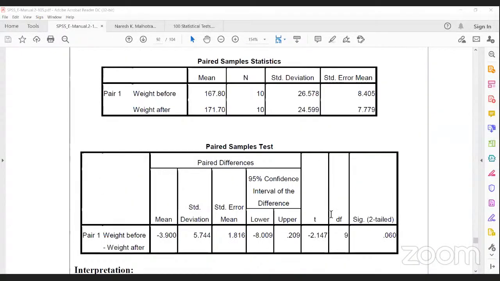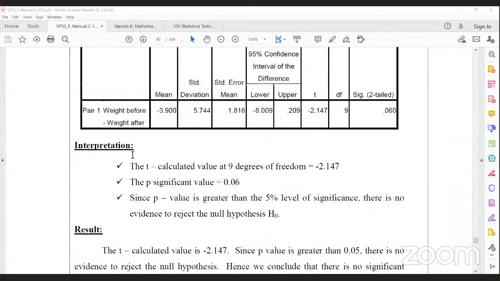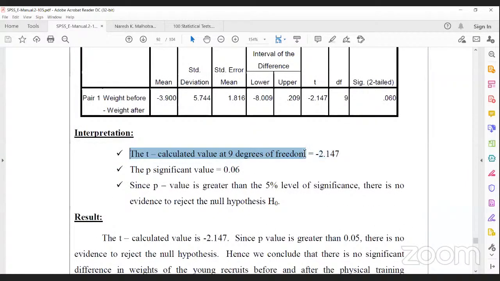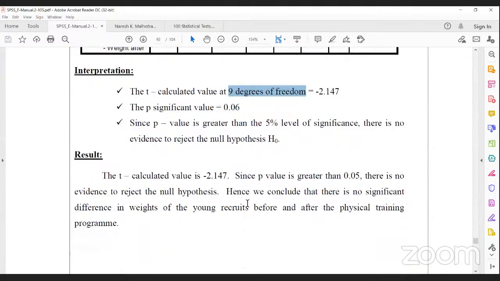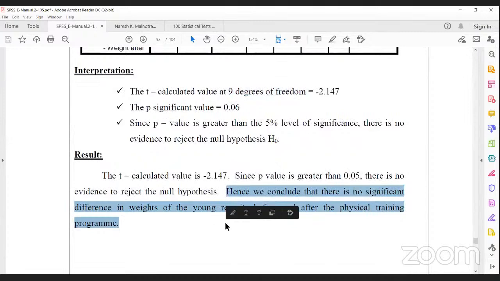So these are the results that came, and this is the calculated value we need to take, and we need to write it like this. Remember, the t calculated value at 9 degrees of freedom, that you need to write. Significance level is 0.06, so there is no evidence to reject the null hypothesis. What do we conclude now? We conclude that there is no significant difference between weights of young recruits before and after the physical training program.